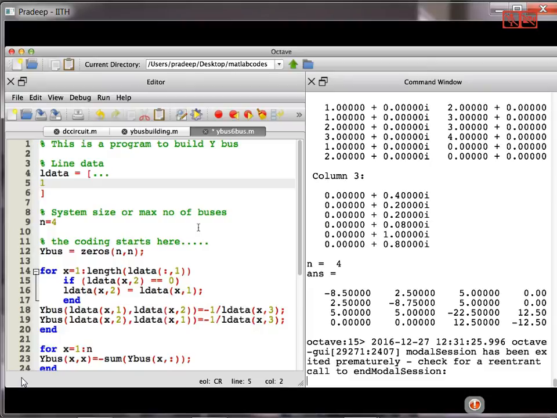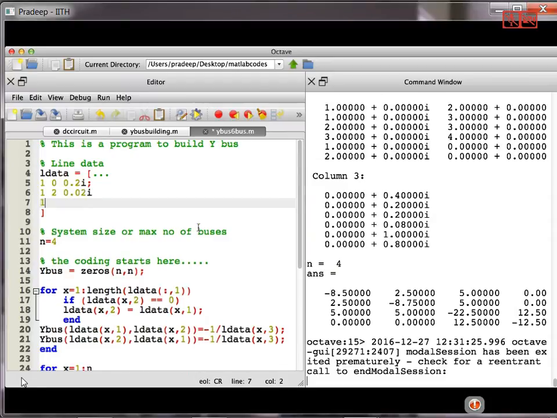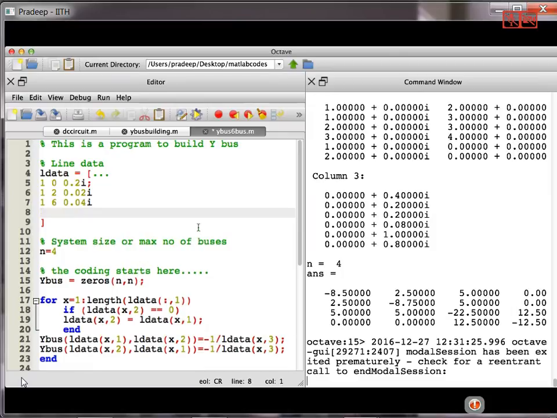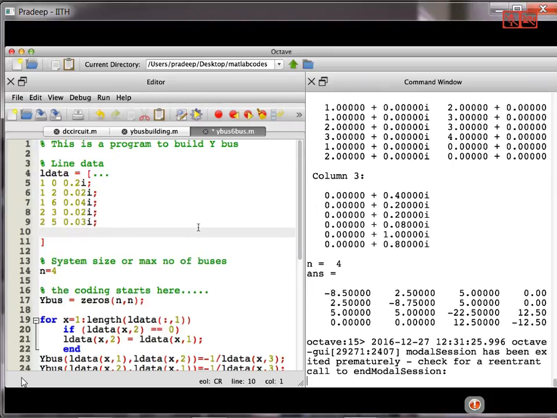So what is the data I have to change? 1 0.2i, 1 2 0.02i. I'm just entering the data. You don't have to write anything right now. You can just look at the screen, because I'll be sharing this file with you, so you can always run it later and see.